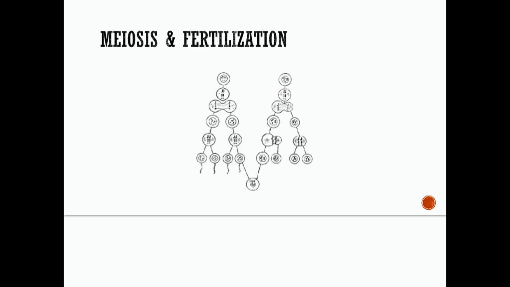Okay, so meiosis and fertilization. At the top of this diagram, a special cell that undergoes meiosis to become a male's sperm, that's the gamete, is shown on the left. So this special cell on the left undergoes the steps, and each one produces a male sperm.